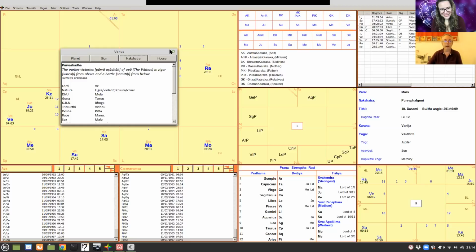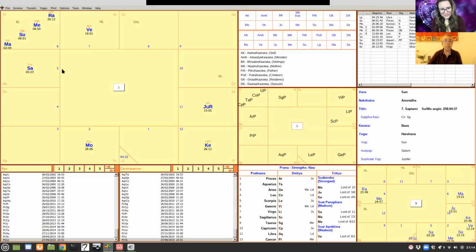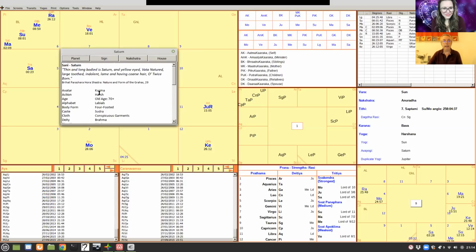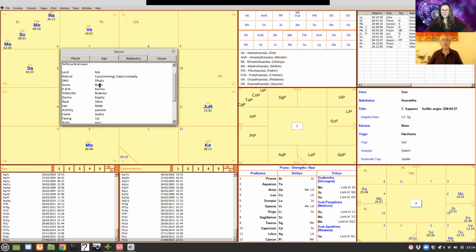If we go and look at her Darakaraka, which I actually haven't looked at yet, so let's take a look and see. Her Darakaraka is Saturn, which is in Shravana Nakshatra, and that's going to be a mineral nakshatra. So she was needing someone to be much more supportive. But here's the really interesting energy, and this is what I was talking about with the nature of the nakshatras. So Shravana Nakshatra is a moving and unsteady mineral nakshatra. So think of a rock, right?